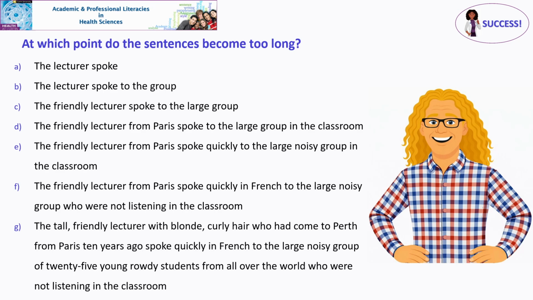Okay, so the tall, friendly lecturer with blonde curly hair who had come to Perth from Paris 10 years ago spoke quickly in French to the large, noisy group of 25 young, rowdy students from all over the world who were not listening in the classroom. Okay, that's an awfully long sentence and too much information. So let's think about the question, when does a sentence become too long? Well, we could say that sentence F is starting to get a bit too long, too much information in one sentence. And yes, of course, G is absolutely too long.